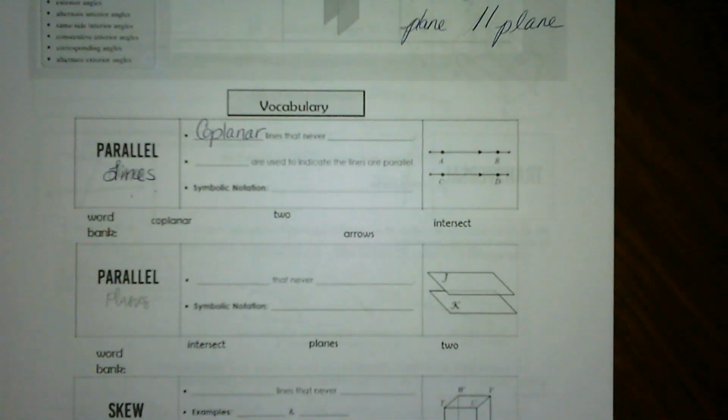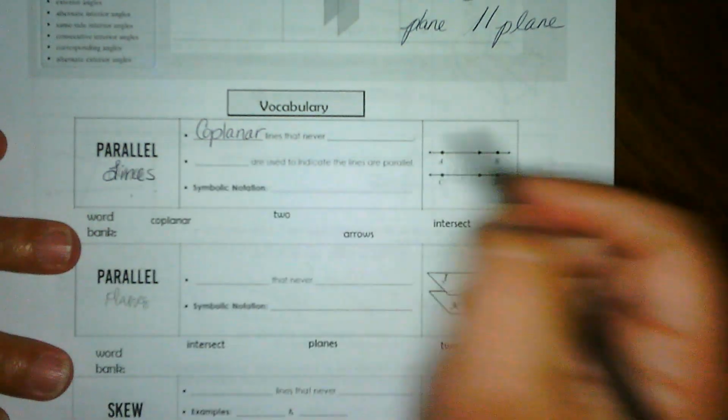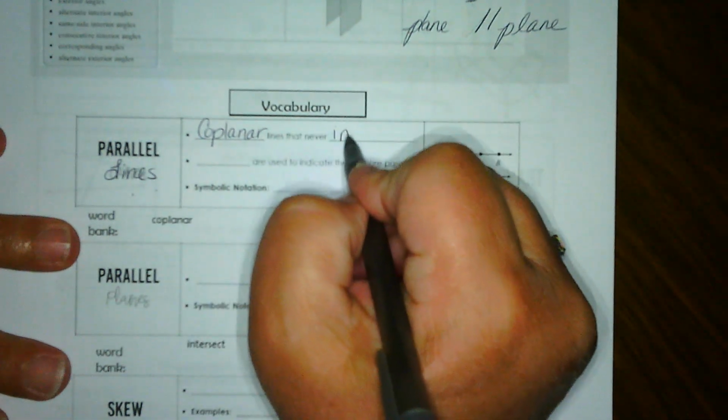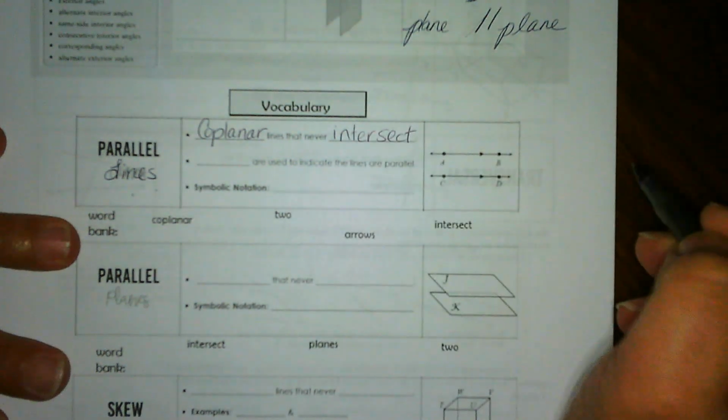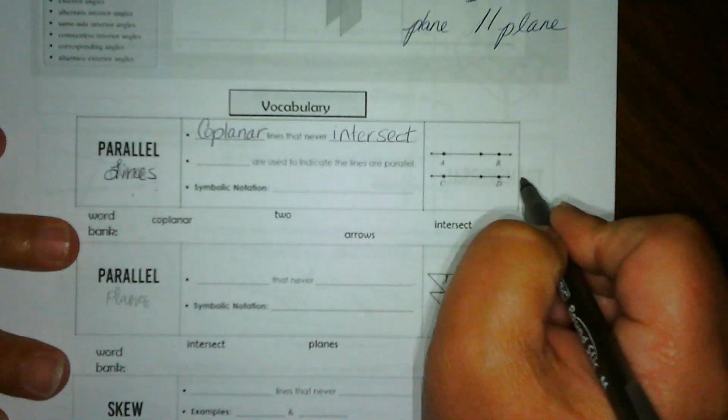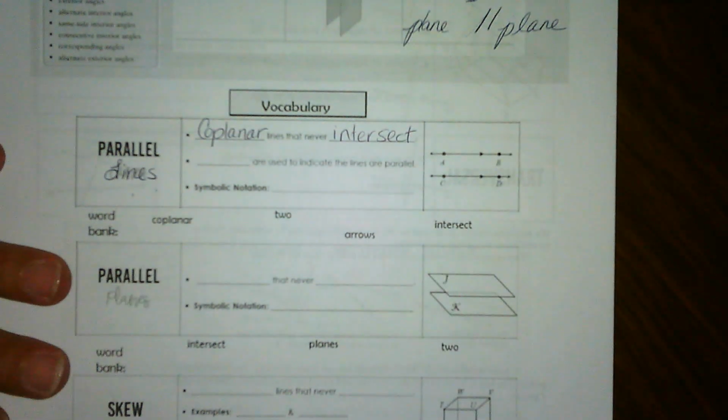They have to be on the same plane. I can't talk about a line on this tabletop and a line on that back wall. I can't do that. They have to be on the same plane, and they never intersect. Now, these 2 lines are marked to be parallel.